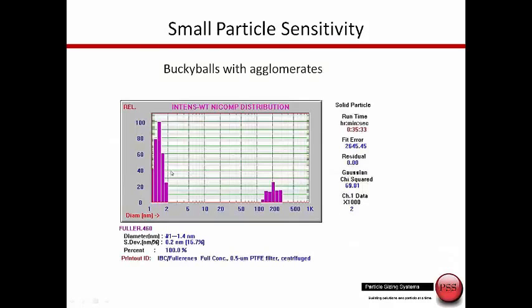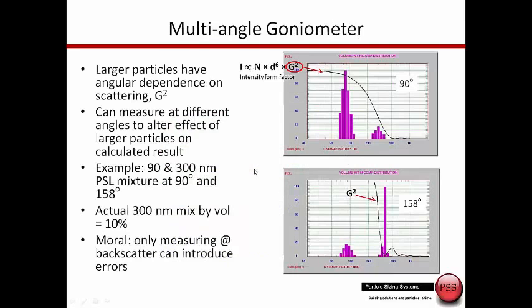This shows data from Buckminster fullerenes, or buckyballs, down here where the first peak is at 1.4 nanometers where they're expected. So we show the peak of the very small buckyballs, and up here are some agglomerates up at 200 nanometers. So this is showing the ability to both detect very small particles and also being able to resolve the second peak of the agglomerated sample.